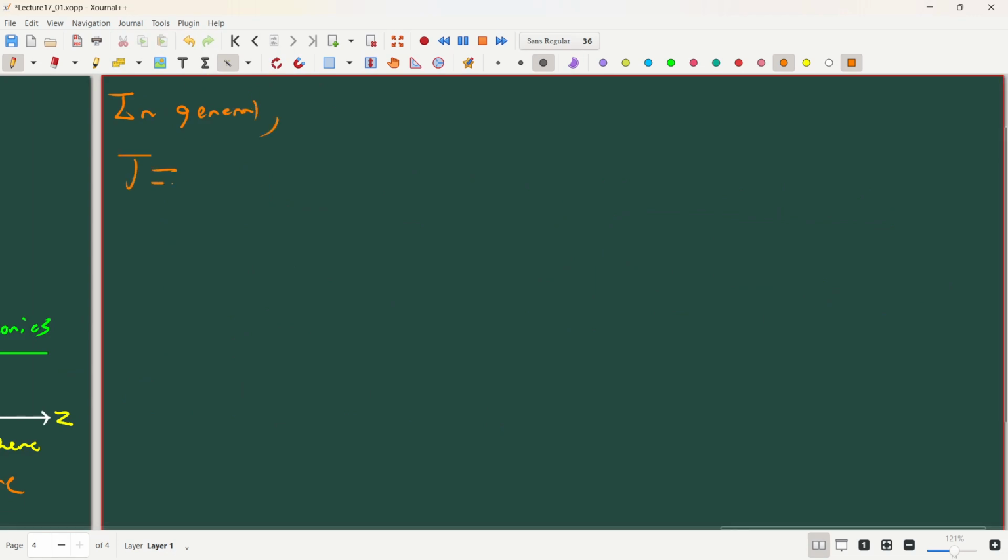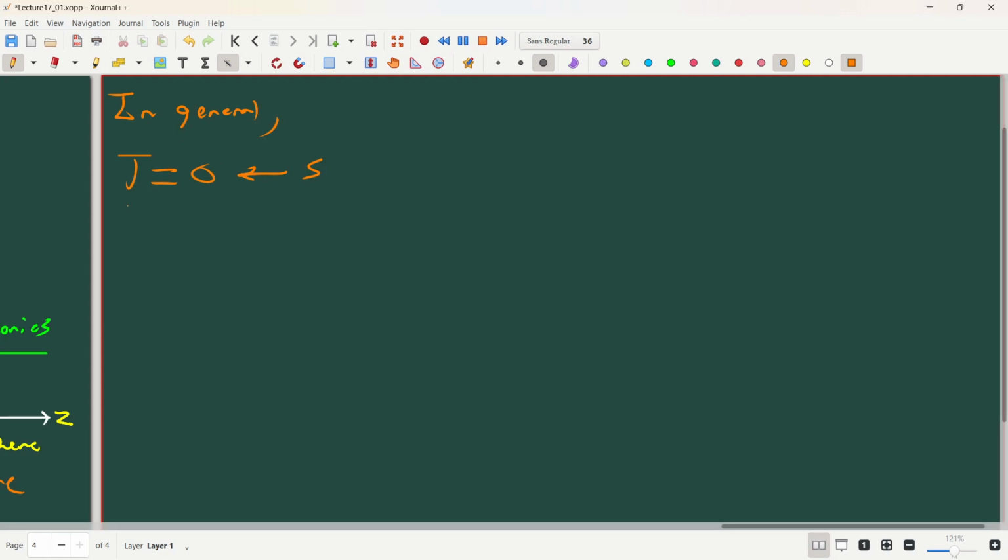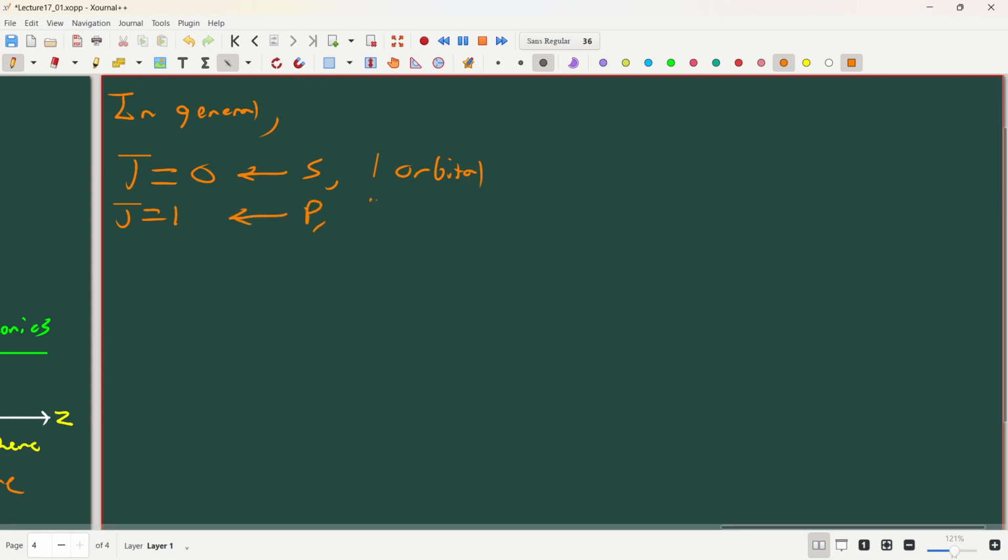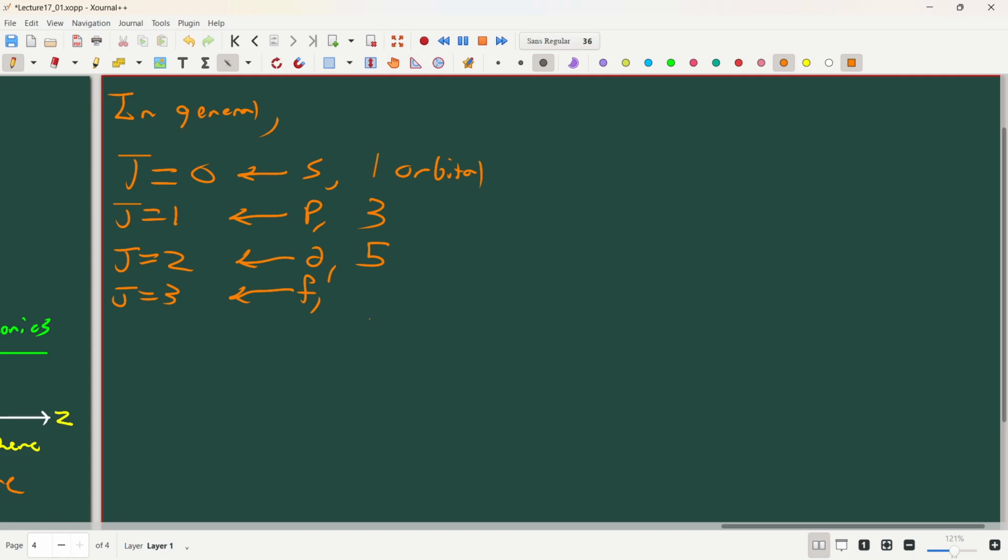And in general, if J is equal to 0, that's S, and there's one orbital. J equals 1 is P, and there are 3 of them. J equals 2 is D, and there are 5 of them. J equals 3 is F, and there are 2J plus 1, so 7, sorry. 7 of them. All those numbers that you learn from general chemistry all come from angular momentum. You know these different little angular momentum rules, and you just never do it.